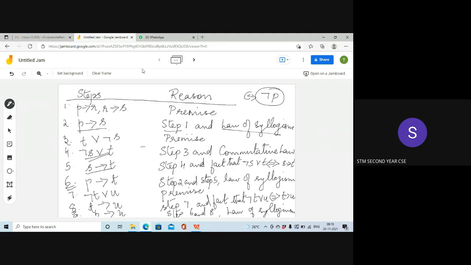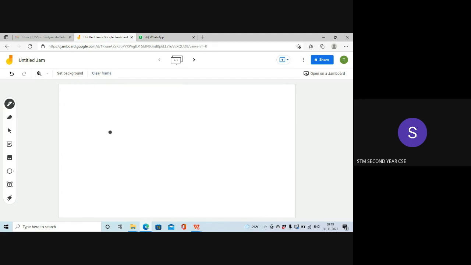Now I will write this step once again after clearing the frame. The 9th step I will write once again. So the 9th step we got was P implies U, isn't it? That we got from step 6 and 8 by applying law of syllogism. Okay, that was our 9th step.